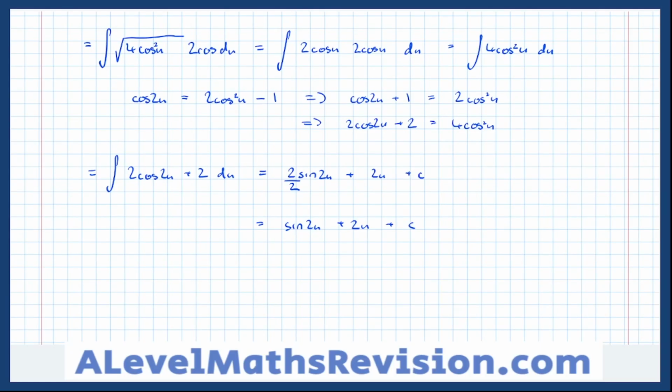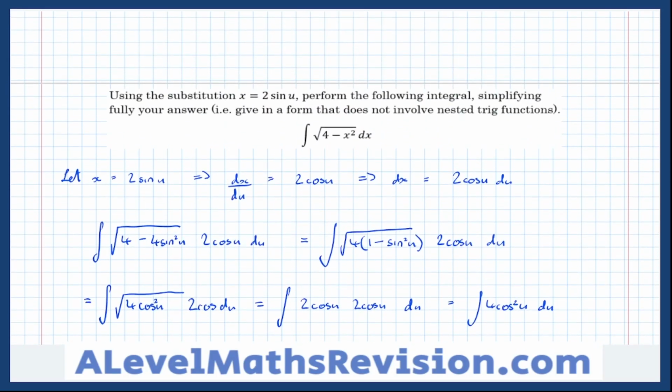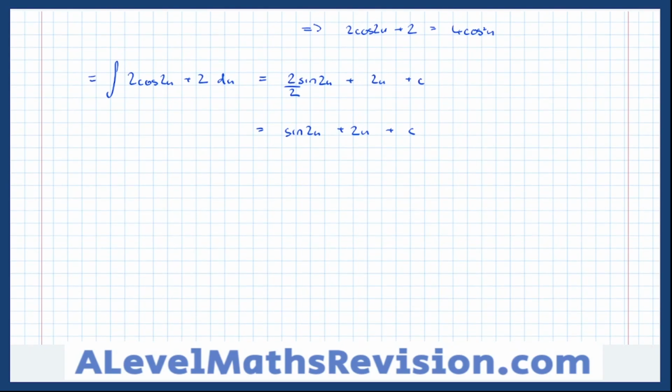We now need to make it in terms of x, the original variable, and this is the more difficult part. So if we look back up at our substitution, we see that x is 2 sine u. So x over 2 is equal to sine u, which means that u is the inverse sine, also known as arc sine, of x over 2. So what I'm about to do in red here, I'm about to do this the wrong way.